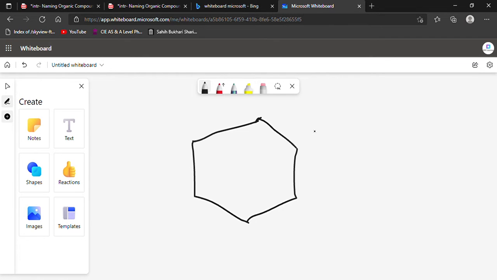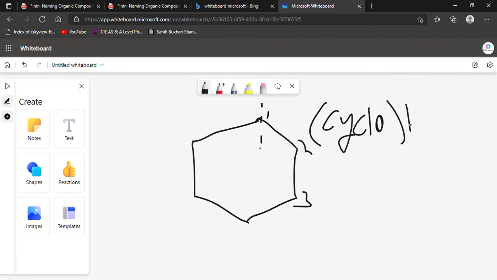This is actually an alkane, but as it's joined up in a ring, we call this a cycloalkane. The name part cyclo is because the carbons are attached together and form a ring. However, it is an alkane, so it has 6 carbons, 1 2 3 4 5 6. Therefore we write hex, and as it's an alkane we can write hexane.